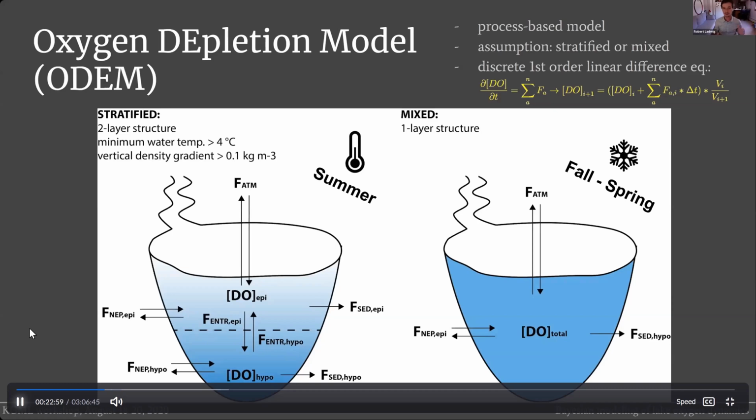But once the lake shifts to mixed conditions, we only have one layer. So we are only tracking the total dissolved oxygen concentration. And here, this ordinary differential equation is just expressed at the end as a set of linear difference equations. So how does ODEM work?